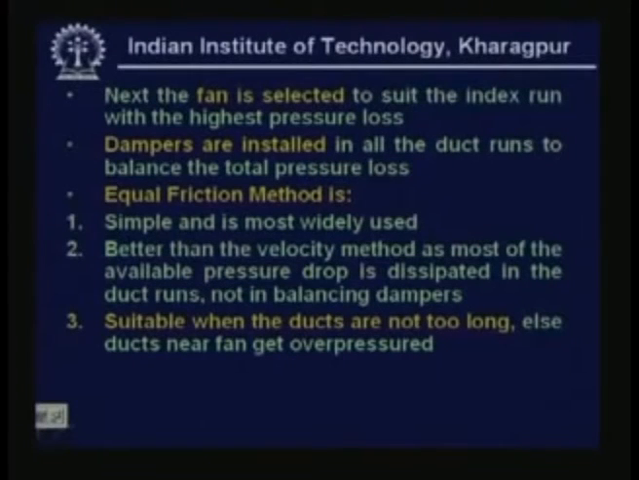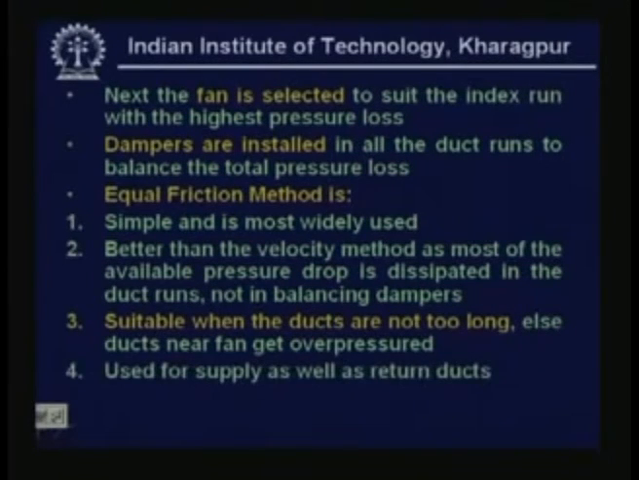And this method is suitable when the ducts are not too long. If the ducts are very long, what happens is the ducts near the fan get over pressured. Then this system is not very good or recommended for this kind of air conditioning systems. And equal friction method can be used for both supply as well as return ducts. Procedure is same for both supply as well as return ducts.